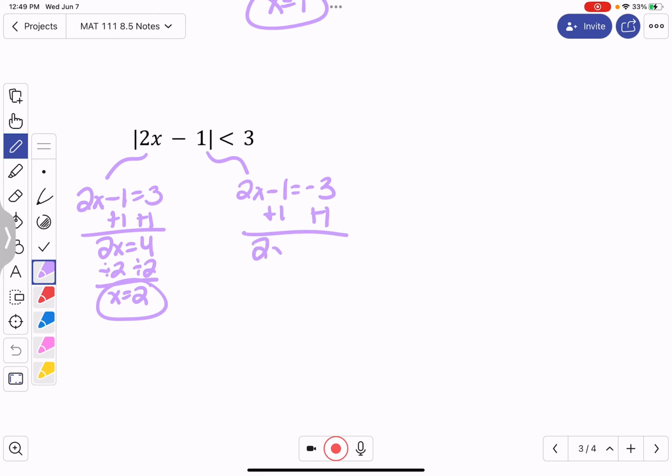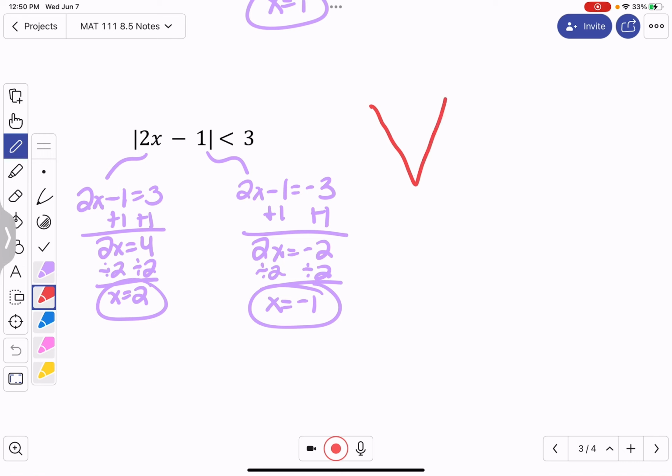Add 1 to both sides, divide by 2, and we get x equals negative 1. So far this is the same. Now we have to decide where our graph is. So remember, our graph's a V of some sort, and we want to know when it's less than 3.